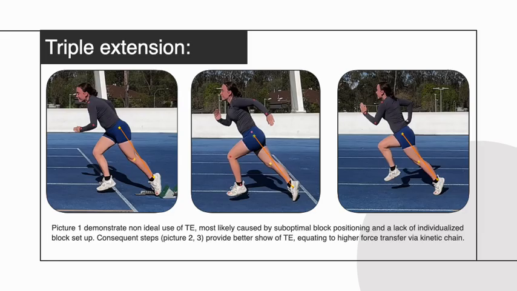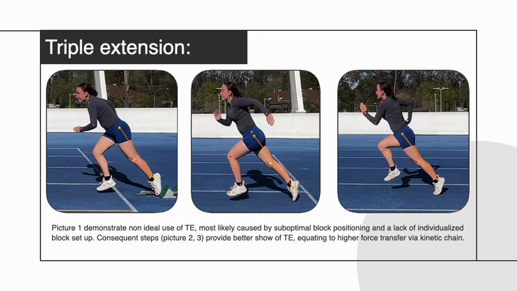In terms of triple extension, as we talked about beforehand, it's how your body segments, the hip, knee, and ankle, work together in order to produce maximum force impulse. In the first picture here, we can see a less ideal use of triple extension, as the extension of the limbs doesn't occur at the same time, which would reduce that impulse propulsion.